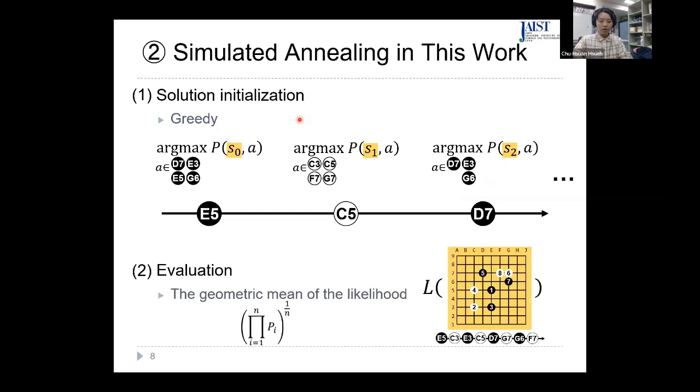Next, we need to define the evaluation function. Straightforwardly, we want to maximize the likelihood, so we use it in our evaluation function. But more particularly, we use the geometric mean.